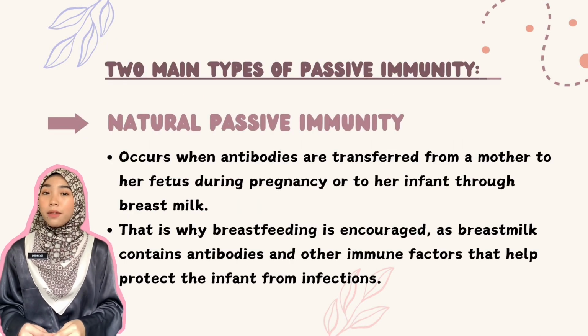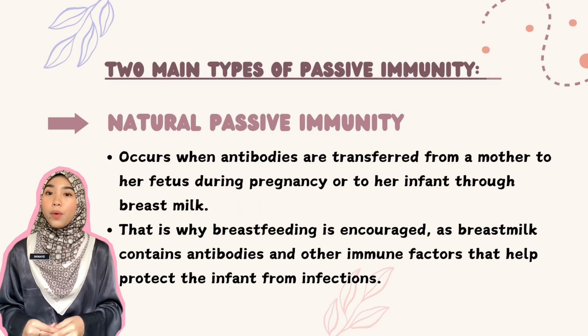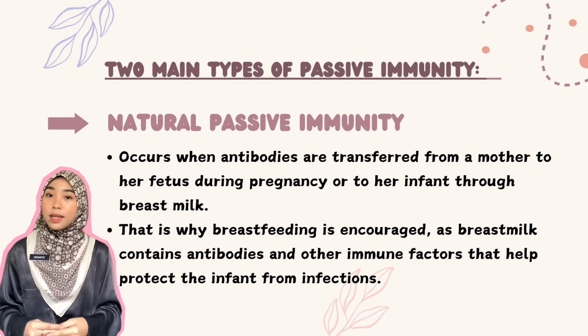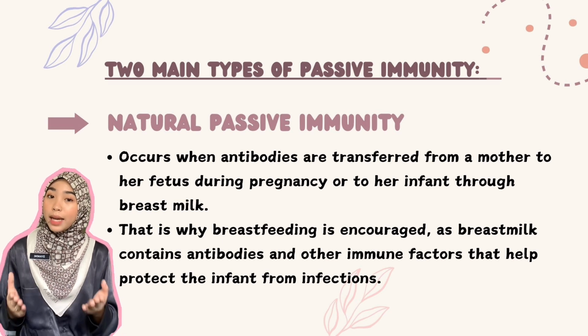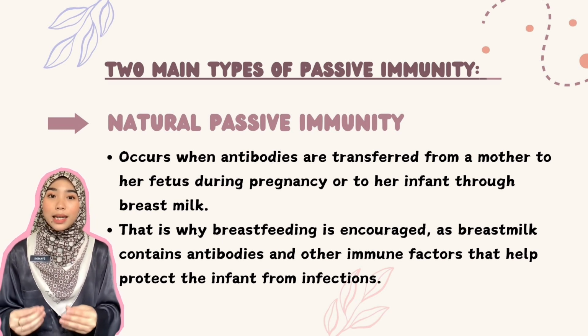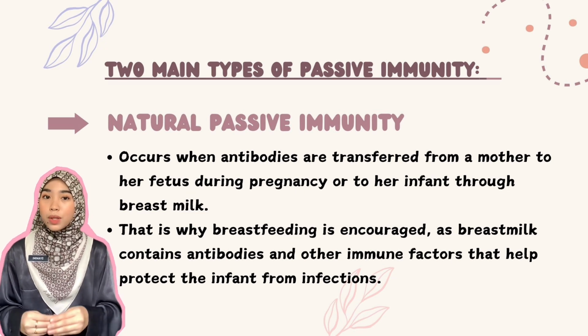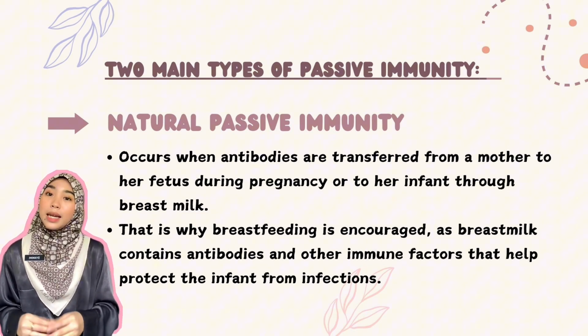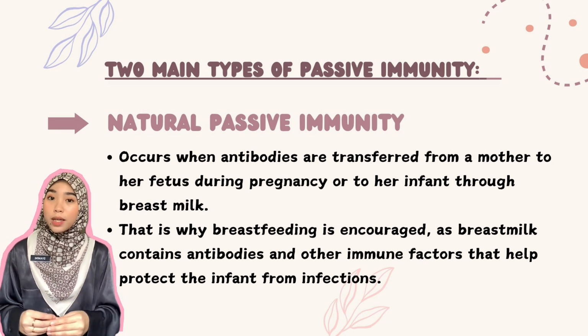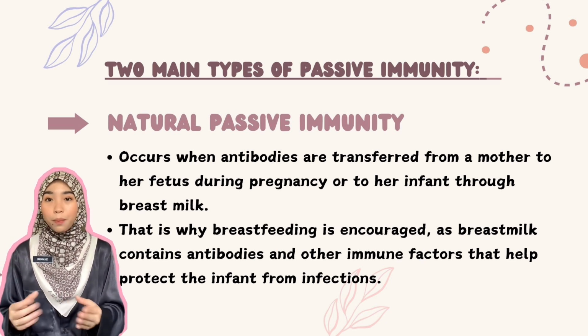For natural passive immunity, this occurs naturally when antibodies are transferred from a mother to her fetus during pregnancy or to her infant through breast milk. The antibodies pass from the mother to the baby, providing protection against certain infections during the early stages of life when the baby's immune system is still developing. This is why breastfeeding is encouraged, as breast milk contains antibodies and other immune factors that help protect the infant from infections.